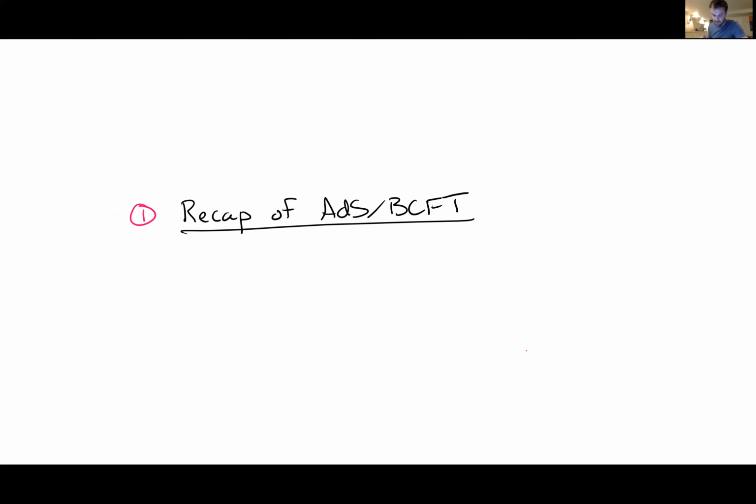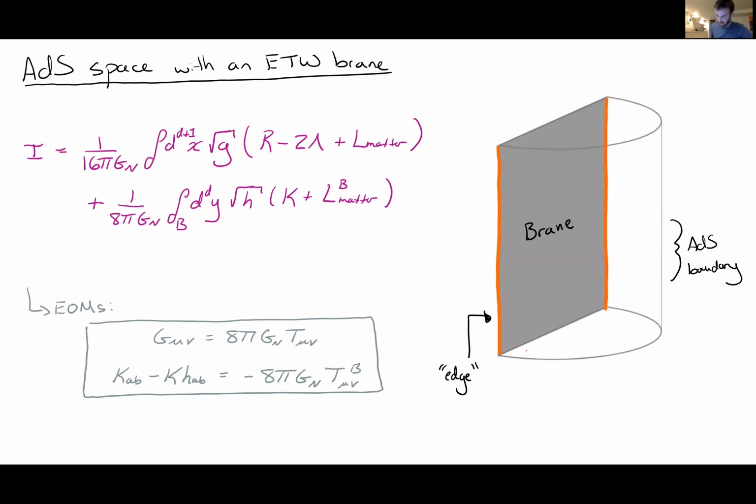Okay. So let me just start by summarizing a few things about AdS BCFT. So it's some kind of duality. I'm going to start by giving you the bulk picture. So the bulk picture is we have our AdS space, right? So we have some action. We have the usual Einstein-Hilbert terms. We can have some matter Lagrangian as well. And there's some asymptotically AdS region. So that's the AdS boundary.